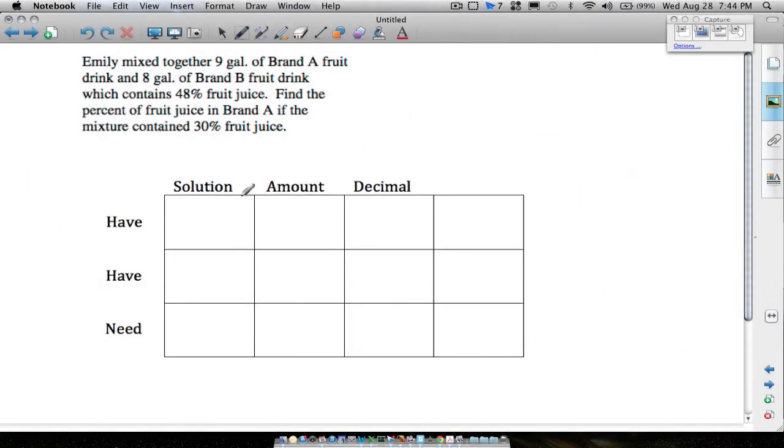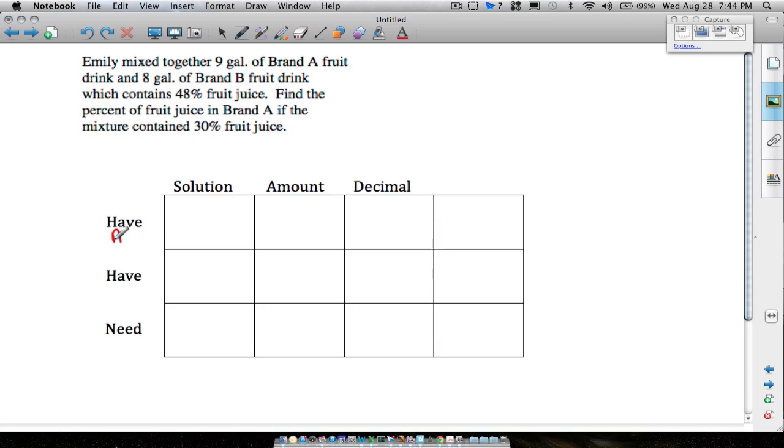So looking at this last one, and it's a little bit different than everything we've done so far too. Emily mixed together 9 gallons of brand A fruit drink and 8 gallons of brand B fruit drink, which contains 48% fruit juice. So out of all that information, we have two things.